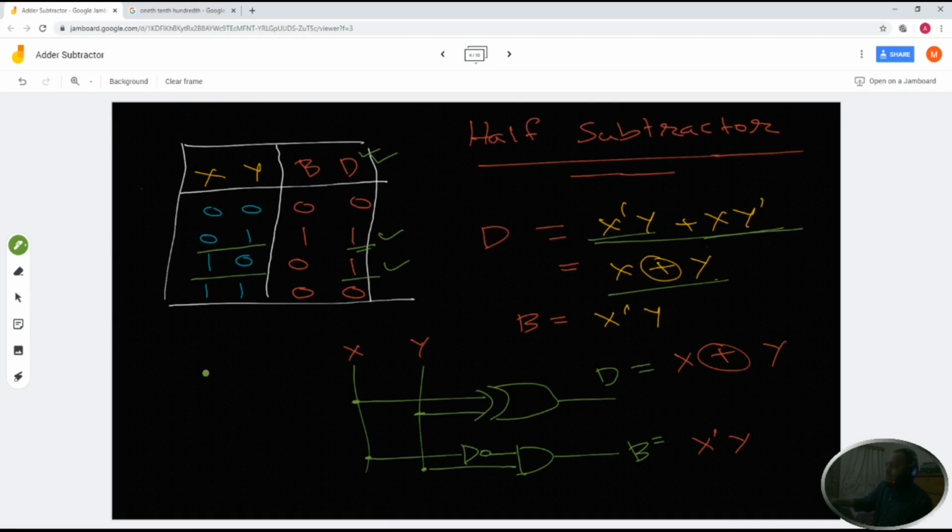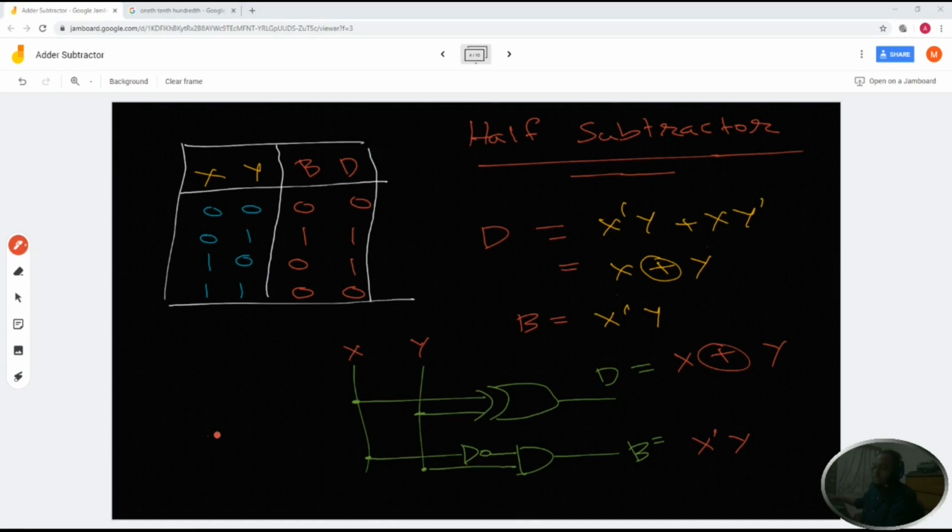For borrow I have only a single one in the output, so for this one I can write x prime y, and you can simply draw the logic diagram. For difference we need an XOR gate, and for borrow we need x prime, so we have used an inverter and then given it to the AND gate with another input as y, and we have got borrow.